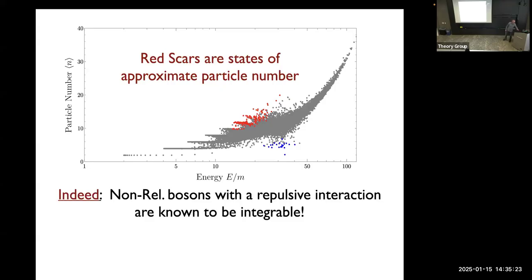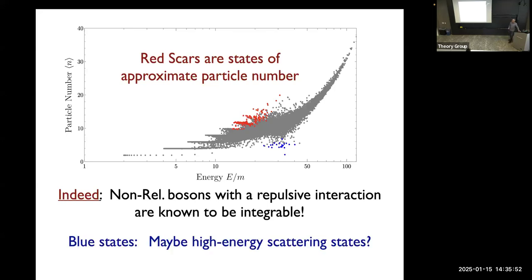And so we're not exactly sure what they are, but it is known that non-relativistic bosons with a repulsive interaction, which is what you would get in the non-relativistic limit, are an integrable system. And so to the extent that our truncation is not resolving their widths, or not resolving other irrelevant interactions that they are experiencing, we think that maybe that's the reason that we're seeing these states. This is something we're trying to explore. And these states, which have very few particles but are very high energy, maybe they're scattering states. We're not sure exactly.